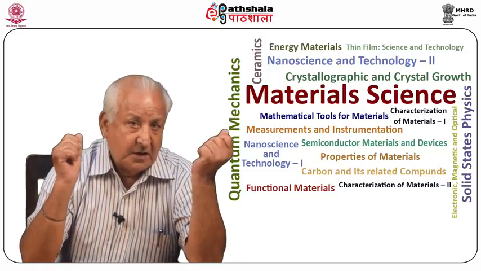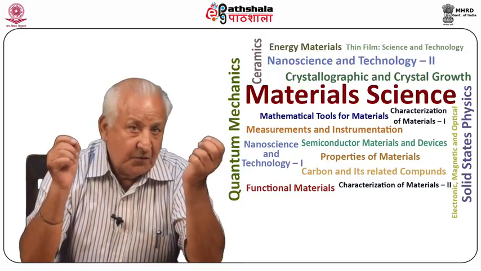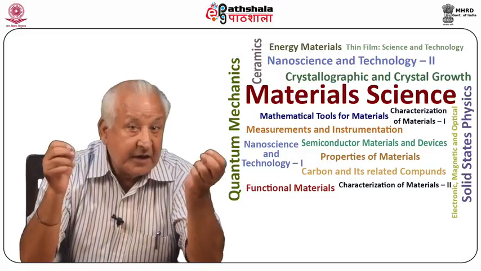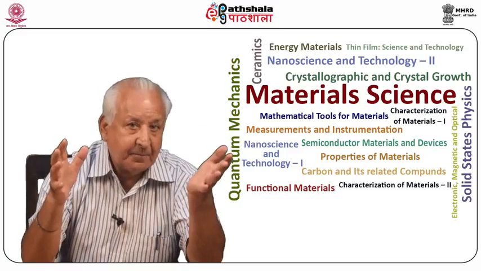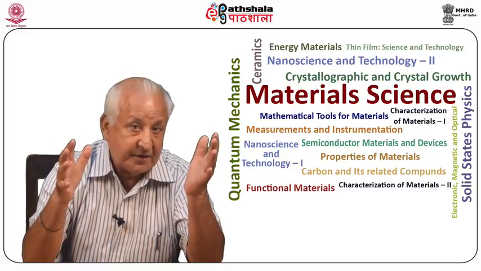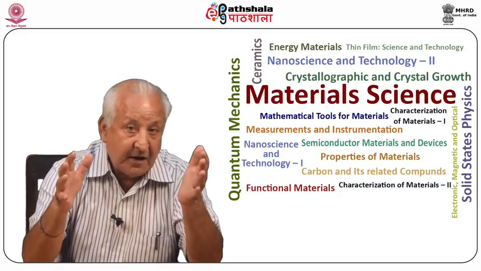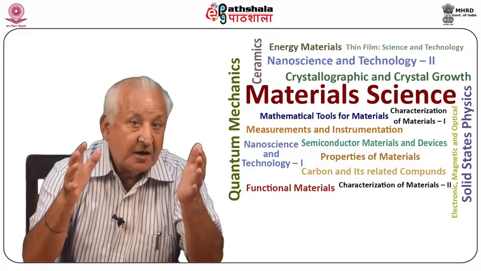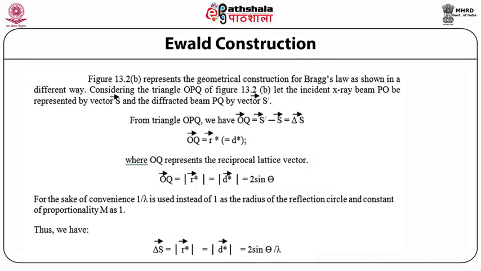This circle is therefore known as the circle of reflection, which, if considered in 3 dimensions, will be substituted by a sphere. The above said construction by Ewald and the above described sphere of reflection is named after him as Ewald sphere. Figure 13.2b represents the geometrical construction for Bragg's law as shown in a different way.